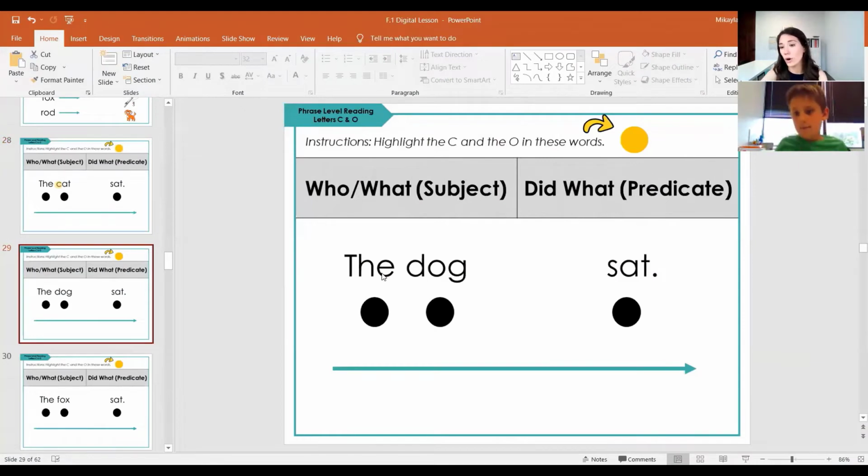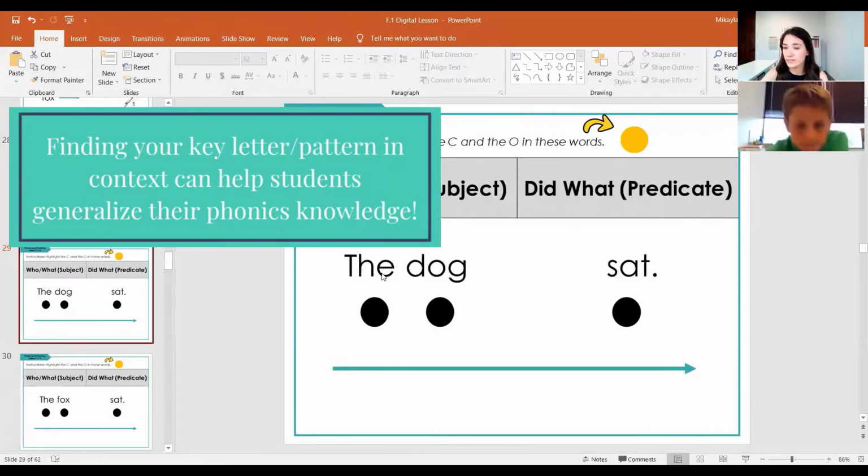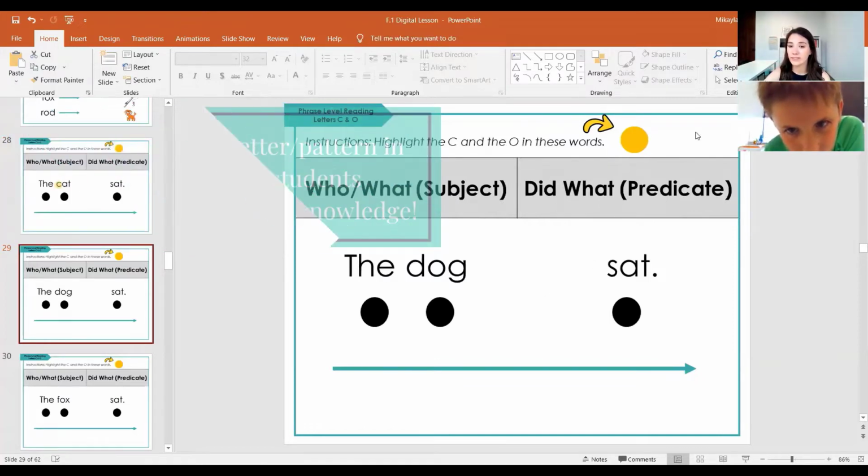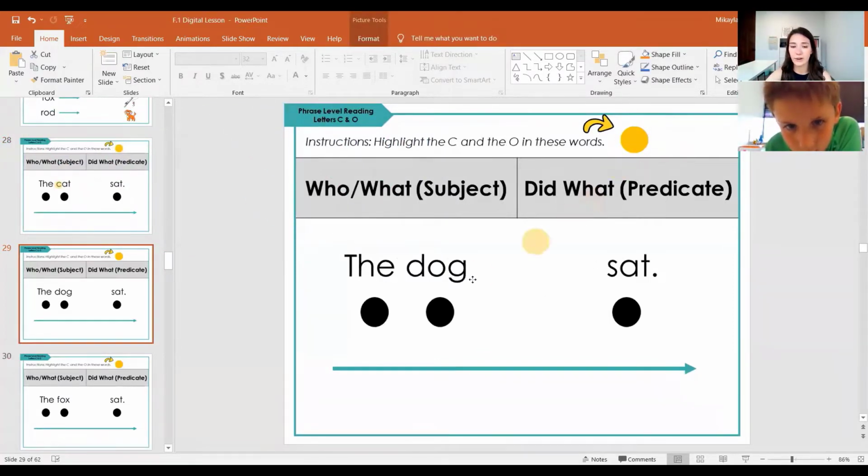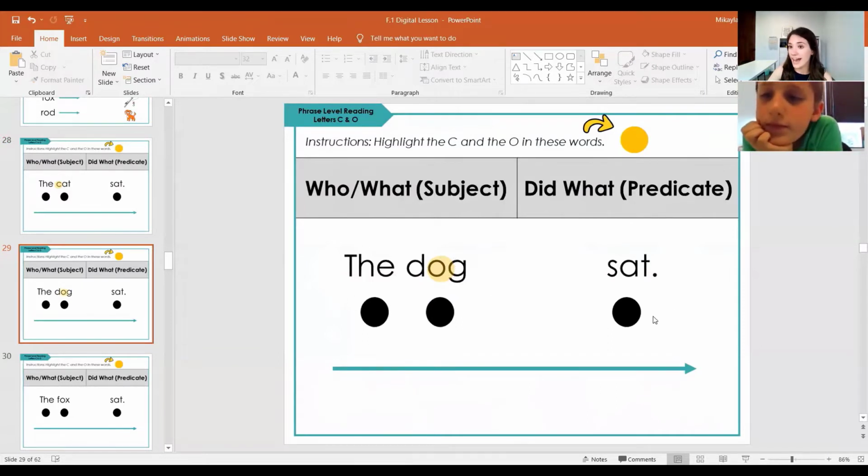On this slide, do you see any C's or O's? An O right there. Grab one of those yellow circles and drag it over to it. Okay. You got to click right on it. There we go. Right. Good job. So this would say, the dog sat. The dog sat. Can you try with me? Yeah. One word at a time first. The dog sat. All together. The dog sat. Very good.